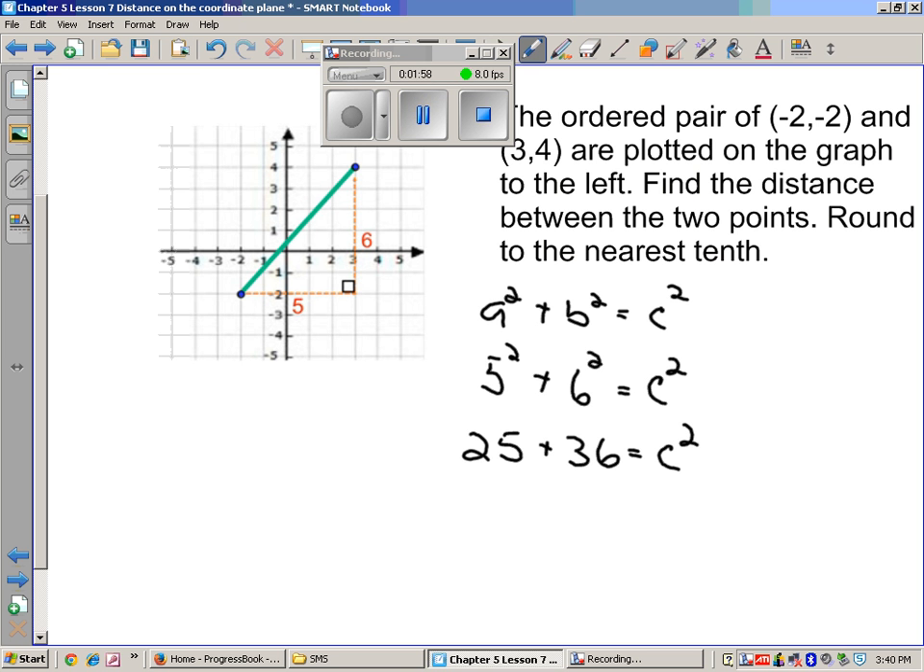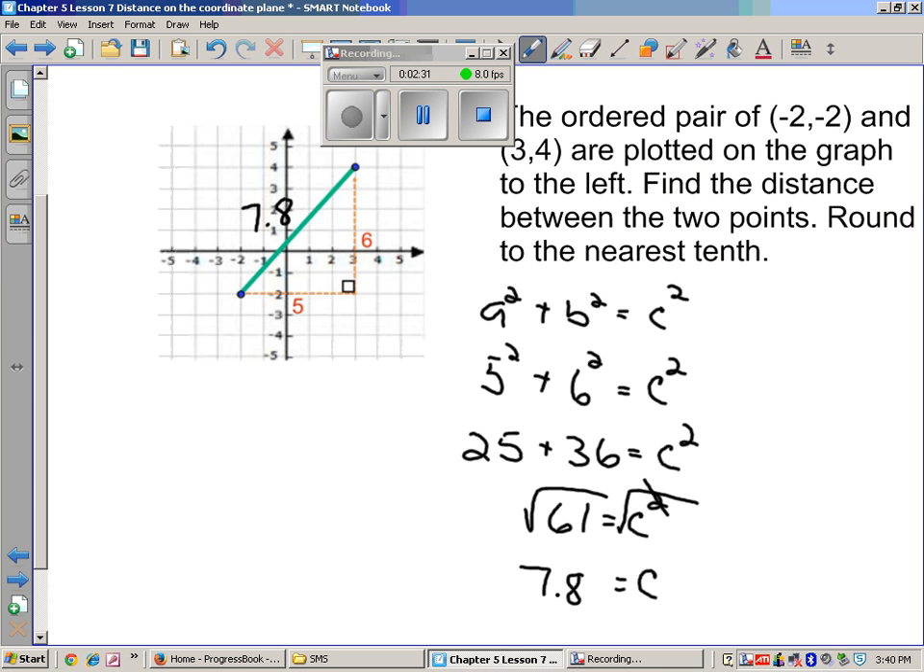We're going to add 25 plus 36 equals 61 equals c squared. We're almost done. Remember, we have to take the square root of 61. So we take the square root of both sides. The squares cancel, which leaves us c. And the square root of 61 is, to the nearest tenth, 7.8. So our distance here would be 7.8 units.